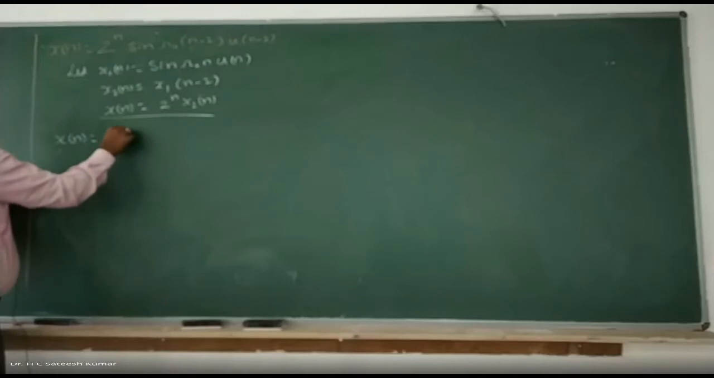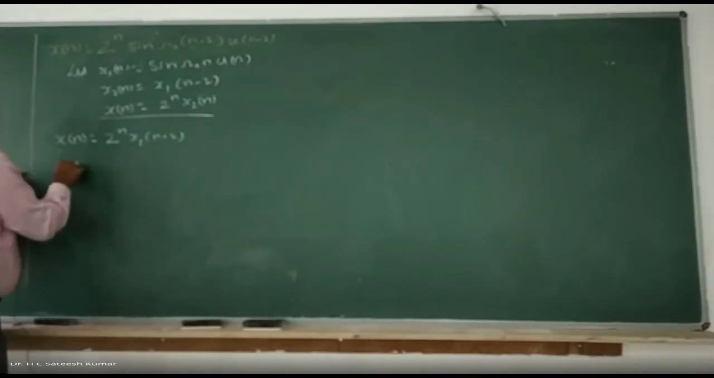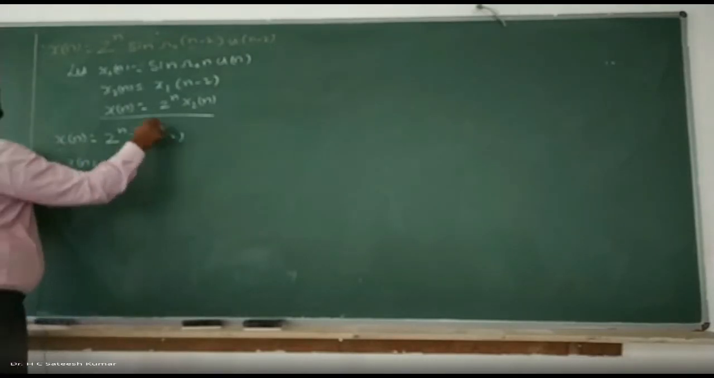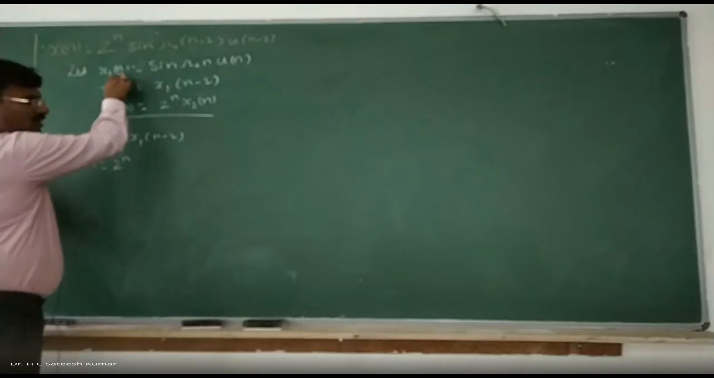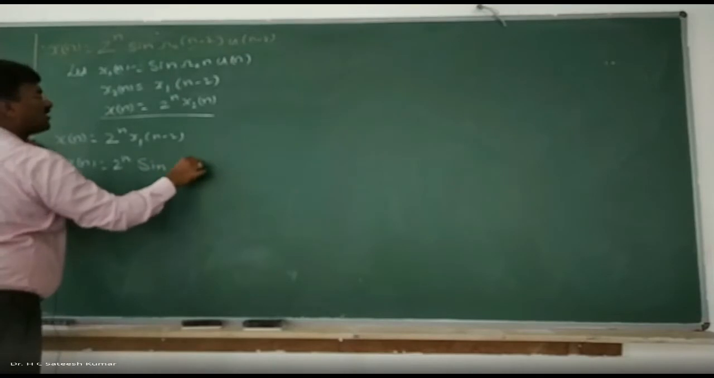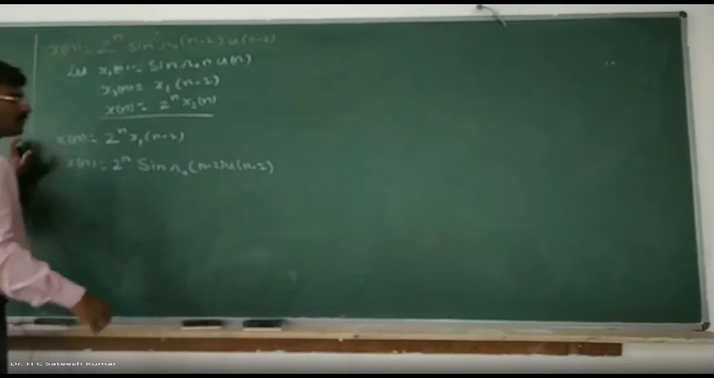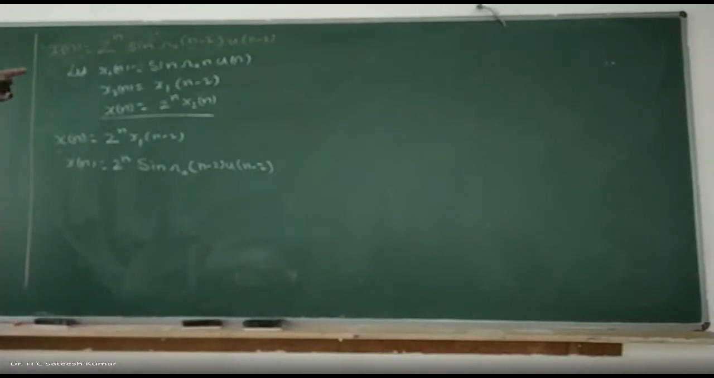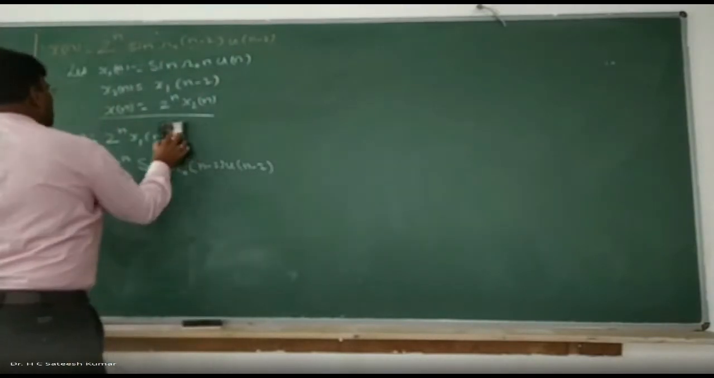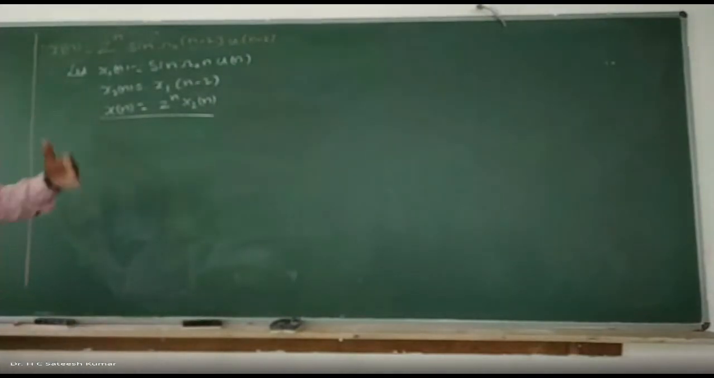x of n is equal to 2 to the power of n, I'll write it as it is, into x2 of n, which is x1 of n minus 2. What does x1 of n minus 2 mean? Replace n by n minus 2 in x1 of n. Therefore, what will you get? Sine omega naught into n minus 2, into u of n minus 2. So the same thing we got. So once you are able to get this, your substitutions are correct. Always you can verify the substitution. If it is correct, then only you proceed. Otherwise, if the substitution is wrong, the whole problem will be wrong, right?